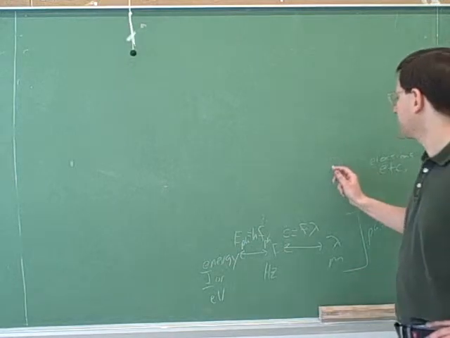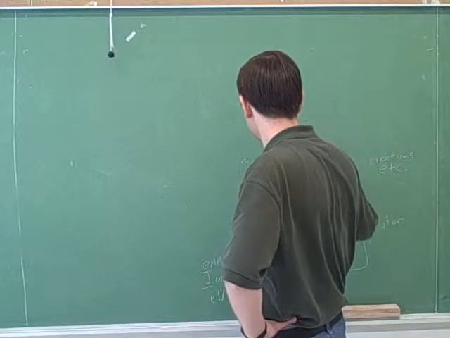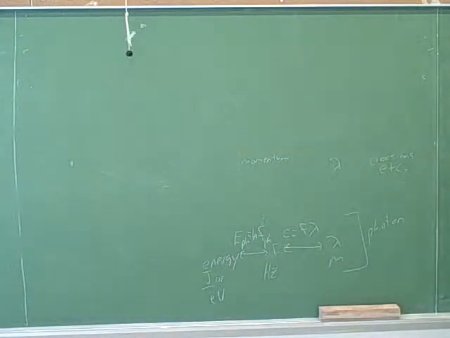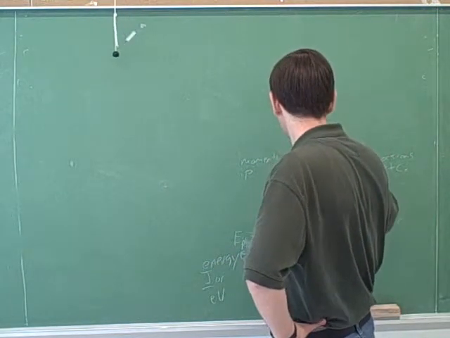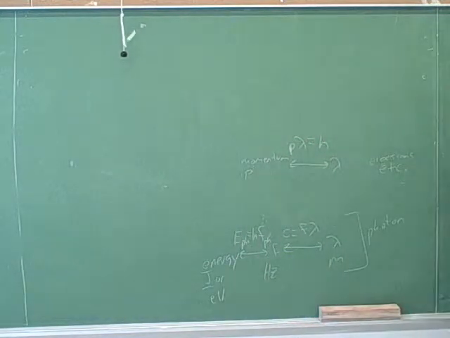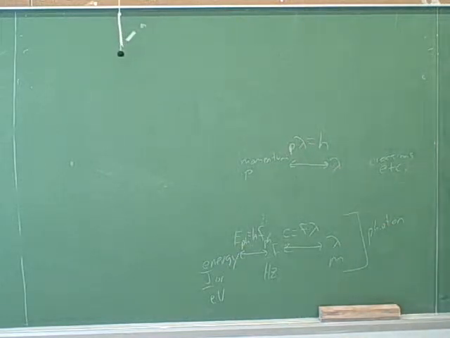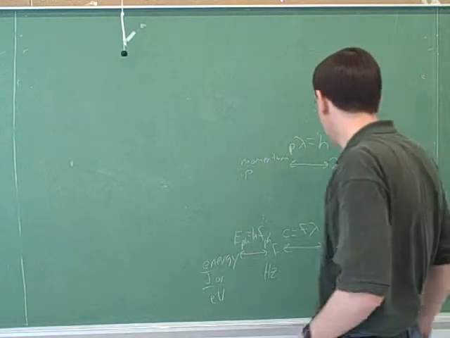Now it turns out that this wavelength is related to the momentum. Do you remember the symbol for momentum from last semester? P? Yeah, that's good. Lowercase p. And it turns out this is the formula that relates the momentum and the wavelength of the electron or the other particle. And what's h again? Planck's constant.